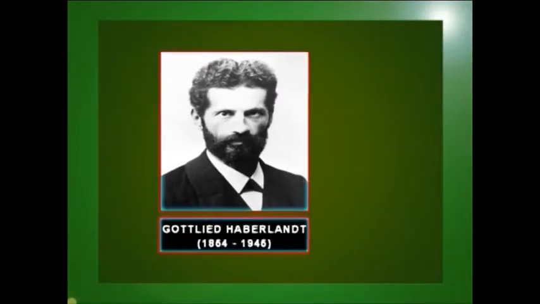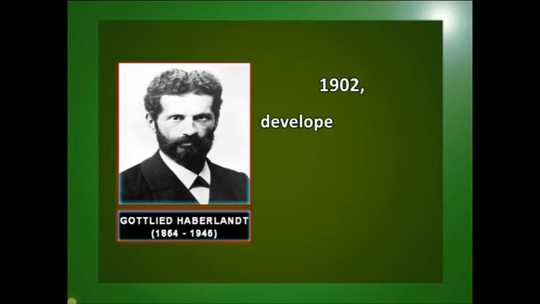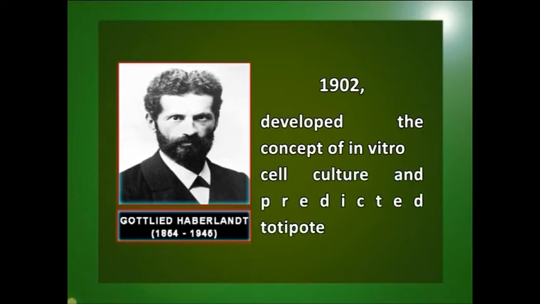Based on this premise, Gottlieb Haberlandt in 1902 developed the concept of in vitro cell culture and predicted totipotency. He was also the first to culture isolated single fully differentiated individual plant cells in Knop's salt solution enriched with glucose. He observed in his cultures that the cells increased in size and accumulated starch but failed to divide.